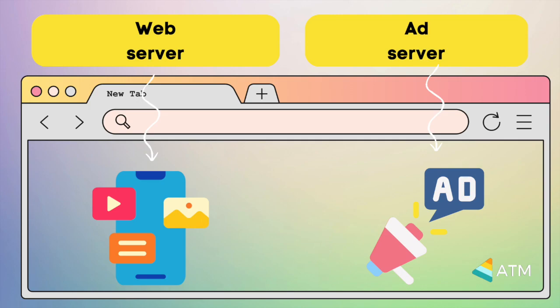The ad server is basically similar to a web server, but the only difference between the two is that the ad server is used to serve the ads. However, the web server is used to serve the content on your website or on your app. That's the difference between an ad server and a web server.